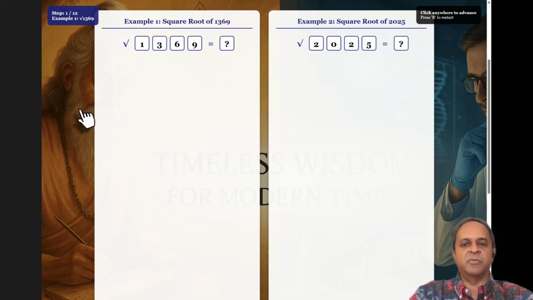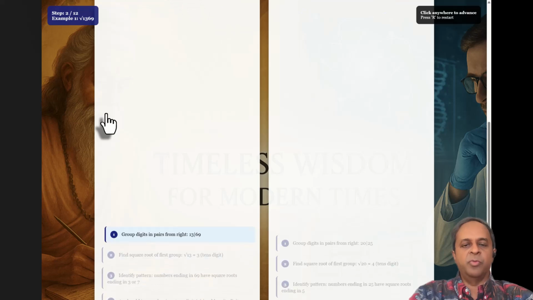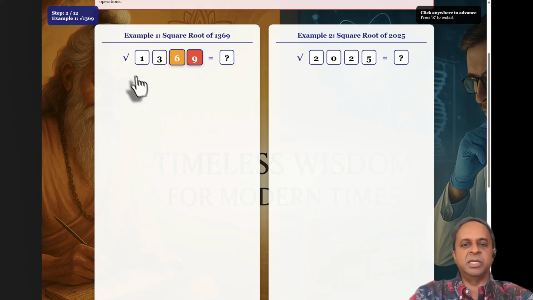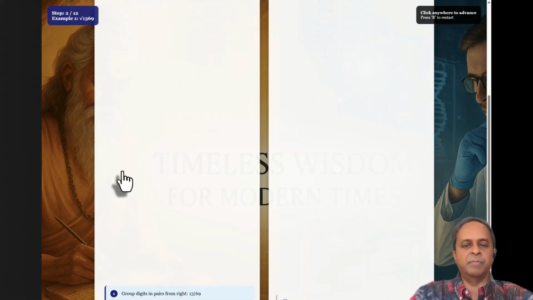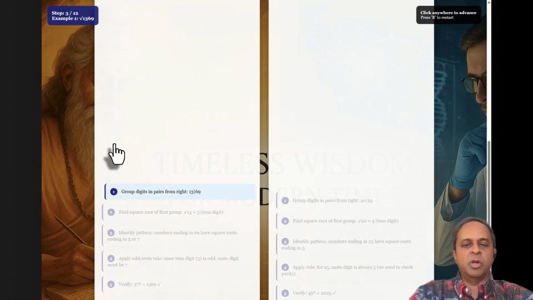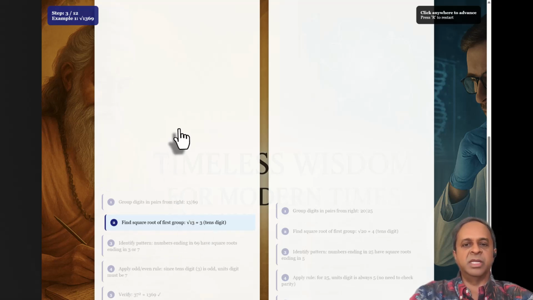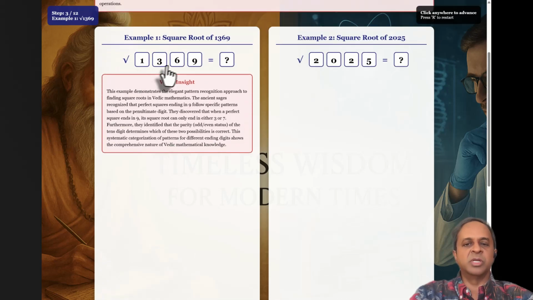So let's take the first example, which is the square root of 1369. Okay, so we will go ahead and group the digits as pairs. So 13 and 69. So what we do is first, on the 13, find the square root of the first group. So 13, and that will be closer to 3, right? So 3 times 3 is 9.